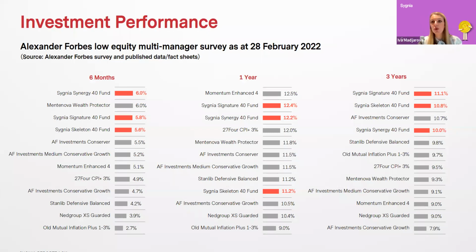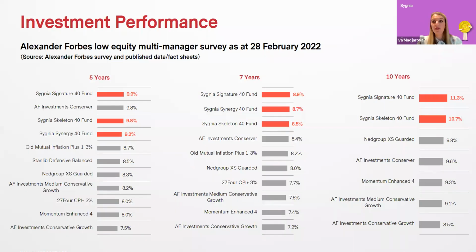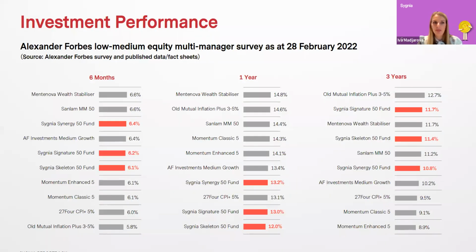At 11.2, but really over the long term, having a look at the 3, 5, 7, and 10-year numbers, we can see that the 40 portfolio is really doing nicely. Top performance over the long term from the 40 portfolios when compared to similar portfolios in the market. So all of these portfolios have roughly 40%, let's say, in South African equity. So they're all low equity in nature, and that's why they're in the low equity survey.